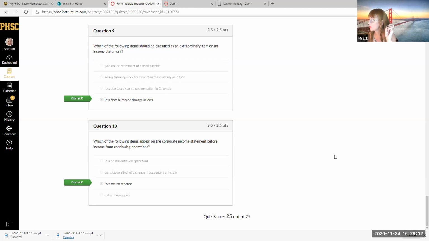The answer is income tax expense. We don't talk about it very much in the class throughout the statements. We always showed the income statements, but we never saw income tax. In a real-world situation, income tax can be a sizable, material amount, and therefore it has to be on there.